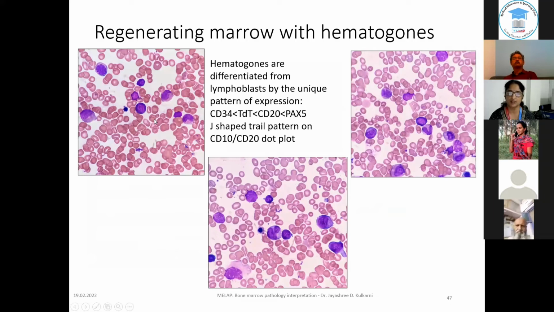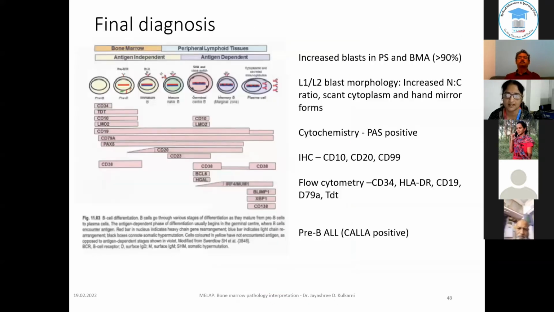In our case, there were sheets of blasts, but sometimes in a regenerating marrow, you can find similar cells which have a very thin rim of cytoplasm, loose cells, and you might get confused with hematogones. So for which the flow cytometry will help in differentiating. They have a pattern of expression from the type 1, type 2 and type 3 cells, and CD34, TdT less than 20 and PAX5. And the CD10-CD20 dot plot is very characteristic, a J-shaped trail pattern will be seen.